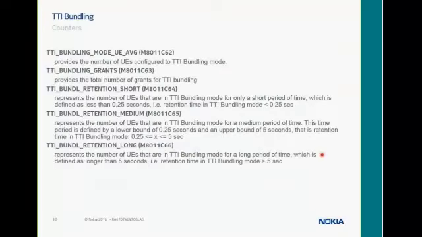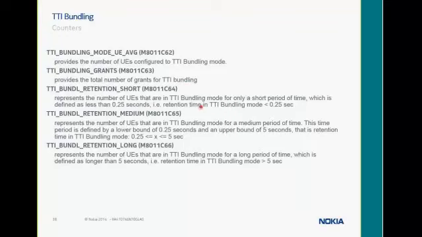On the network side, what options do we have to follow this up? I already see some counters that relate to TTI bundling. Yeah, there are counters for TTI bundling. So we have the TTI bundling mode, the average number of subscribers in TTI bundling. We have the number of bundling grants. Okay, how many times did we hand out a TTI grant for bundling? So this is actually resources assigned in the uplink. How long did we have the subscriber in TTI bundling?